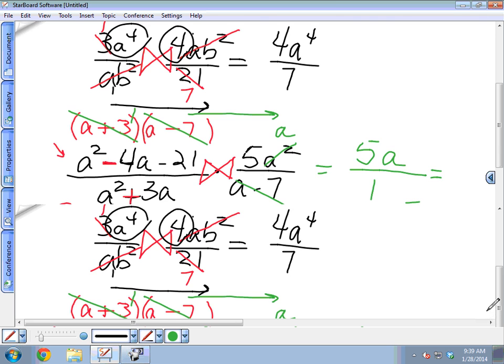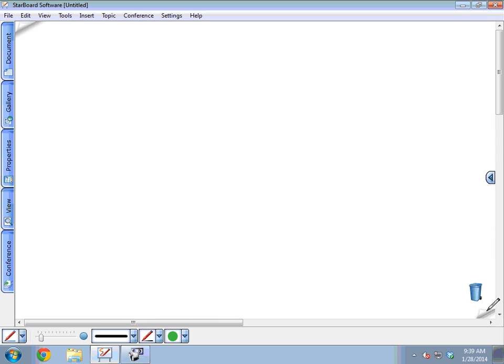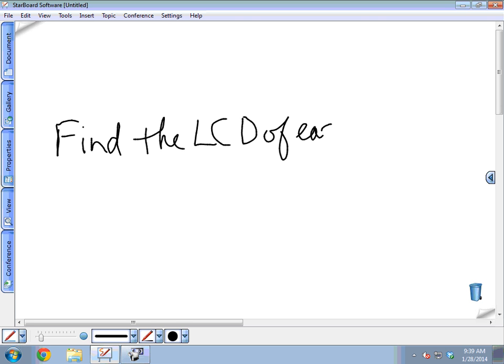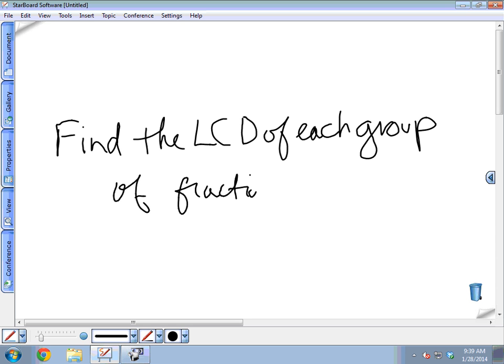Let's take a look at questions 7 and 8. And let's first of all look at the directions for 7 and 8. The directions say, find, now some of you wasted a lot of time on this, find the LCD of each group of fractions. LCD.